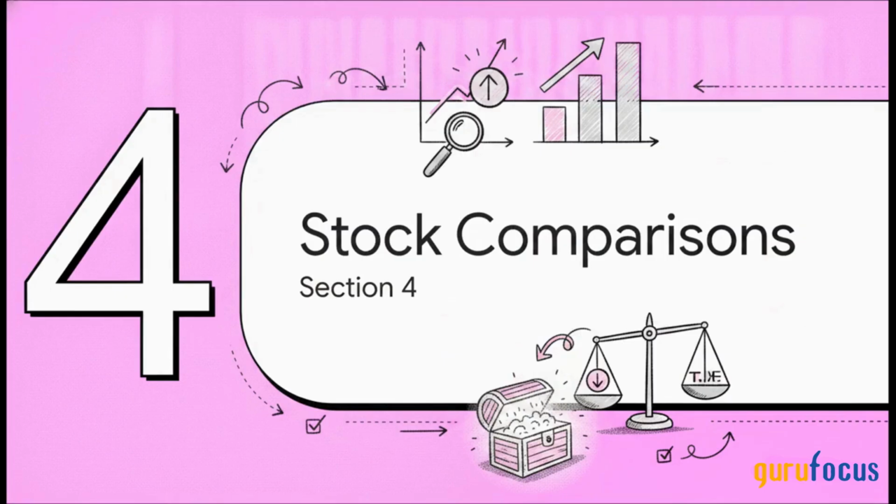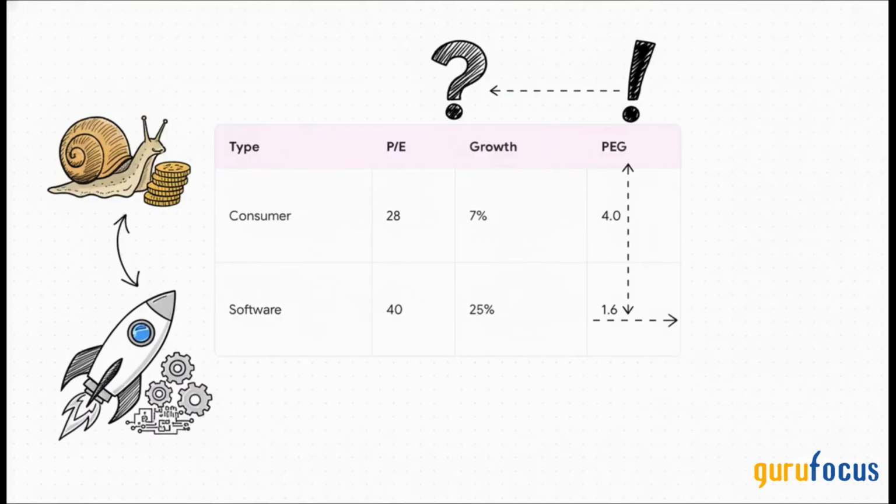Moving on to Section 4, real-world stock comparisons. You know, a ratio isn't much use unless it actually highlights hidden value and helps us make better decisions, right? So let's contrast these two distinct businesses. First, we have a slow but steady mature consumer stock trading at a PE of 28, and it's growing at 7%. That gives us a PEG ratio of roughly 4.0.